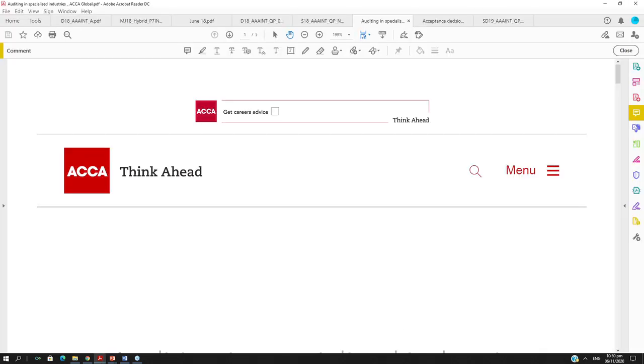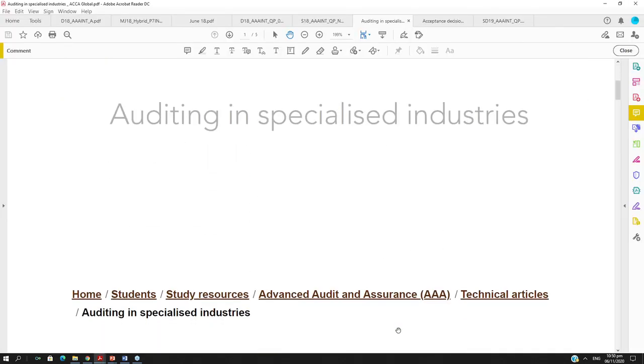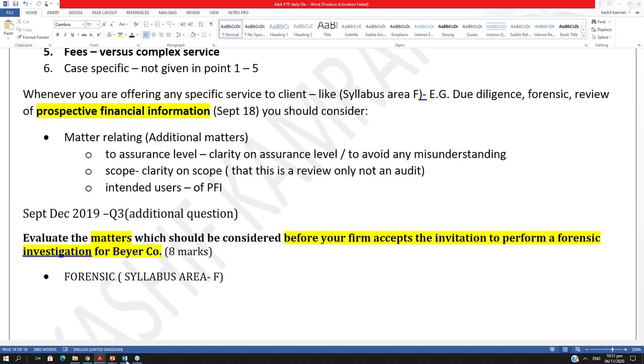I hope you all have read this article, Auditing in a Specialized Industry. This is available, right? This is among the 16 articles I recommended. Did I recommend 16 articles for you to read on day 1, everyone? Okay, and was this article part of those 16 articles? Did I recommend this?